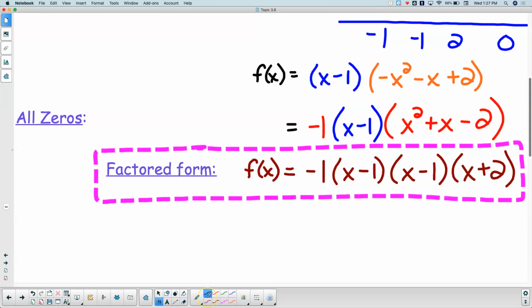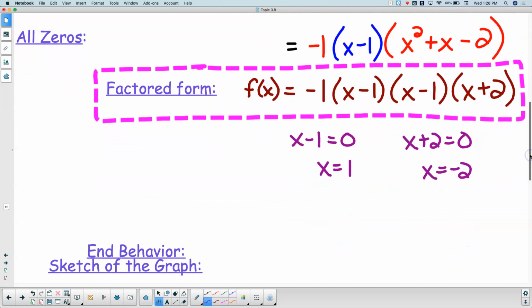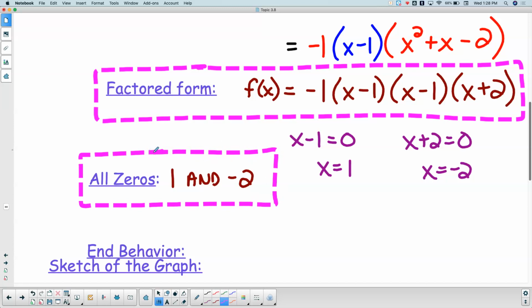Now we can find the zeros, set our factors equal to 0. That's the one we got up above. That's our other one. Don't have to do the other x minus 1 because we did it once already, right? Okay. So all of my zeros then are there.